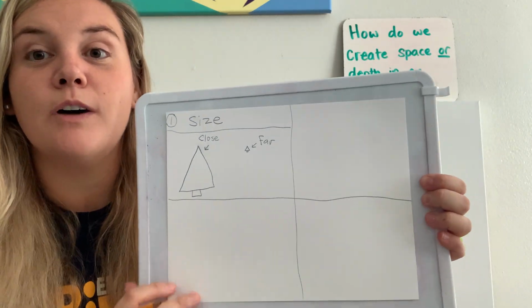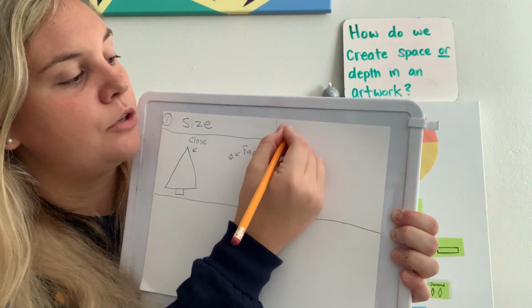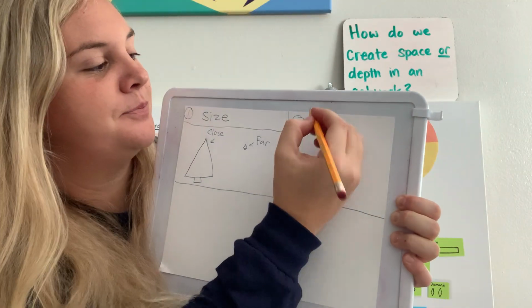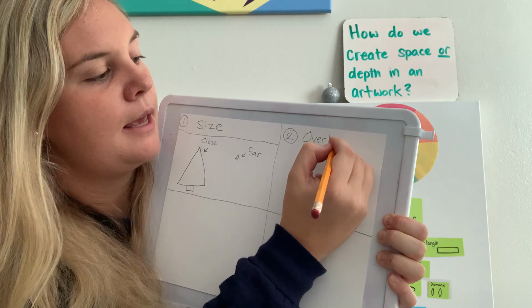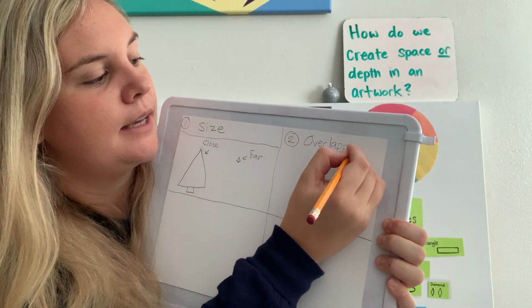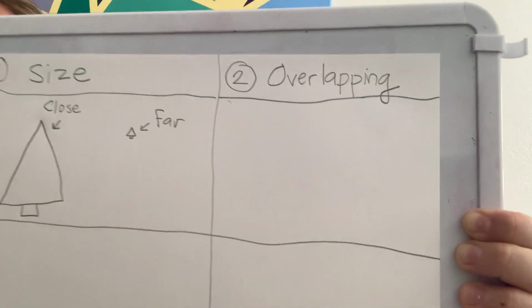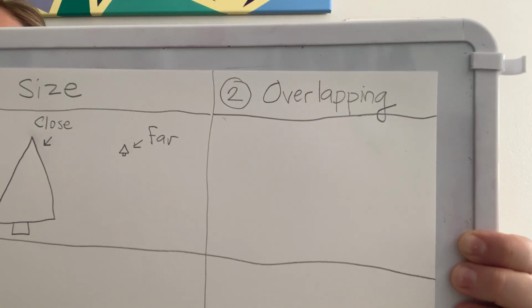If you're ready to move on, I want you in the next box to draw number 2, and I want you to write overlapping. O-V-E-R-L-A-P-P-I-N-G. Again, if you need more time, press pause. If you think you can do that, there's the spelling. Go ahead, write it in.